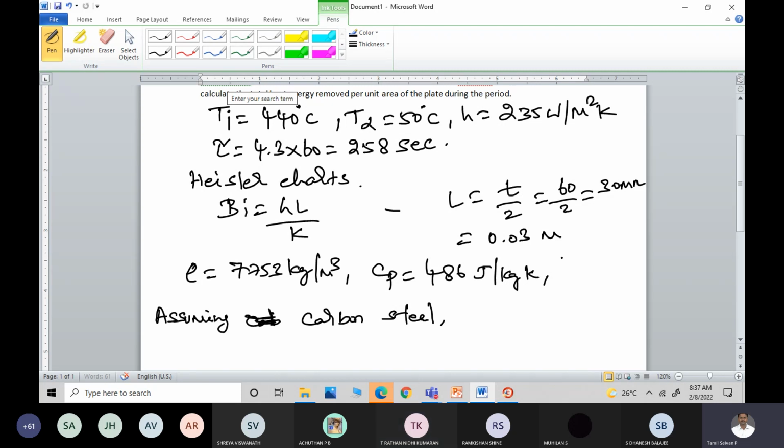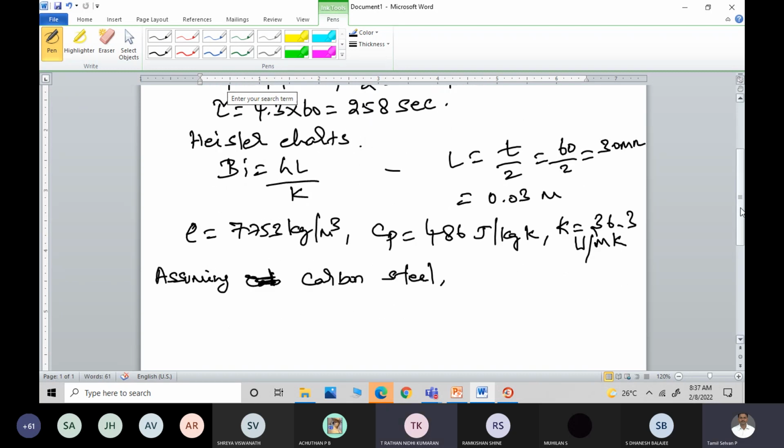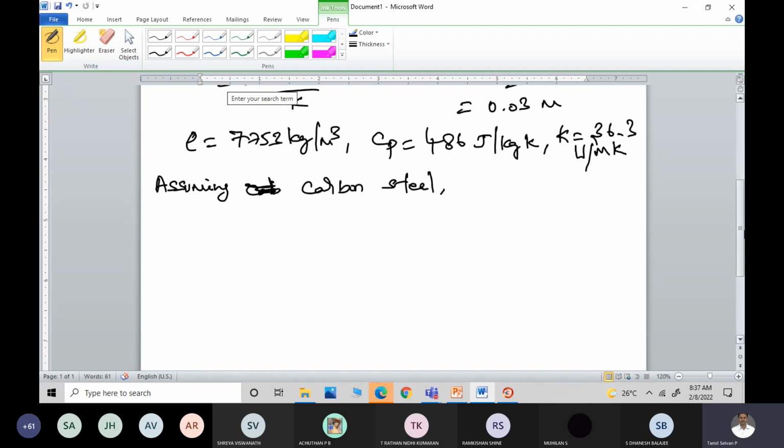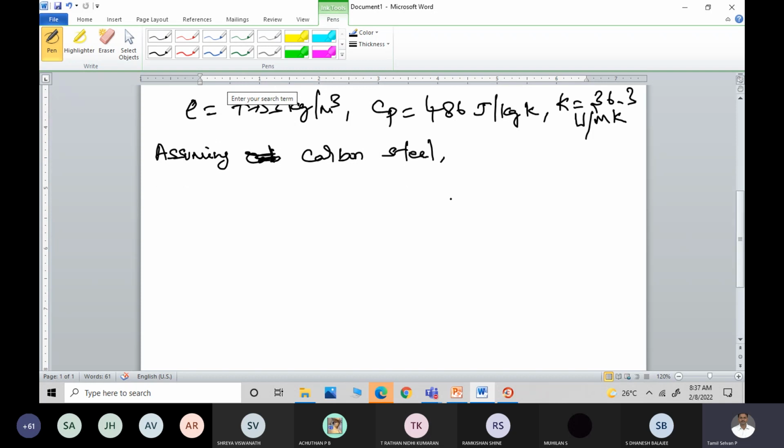What is the k value? 36.3, sir. Most probably I will give you the value. If I don't give you, then you have to assume, and according to that particular problem, you have to do the calculation. Now calculate the Biot number faster, we are running out of time. How much? 0.194. What is h, what is L?